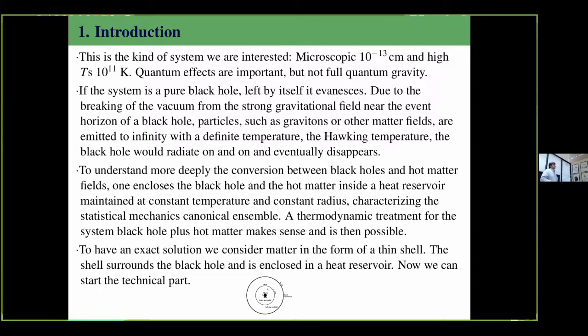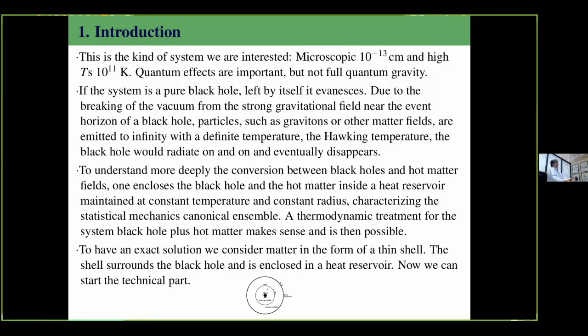Now, if the system is a pure black hole, left by itself, it evanesces, disappears. Well, there is the breaking of the vacuum, as Hawking told us, from the strong gravitational field near the event horizon, and particles, gravitons, matter fields are emitted to infinity with the Hawking temperature, and the black hole radiates on and disappears.